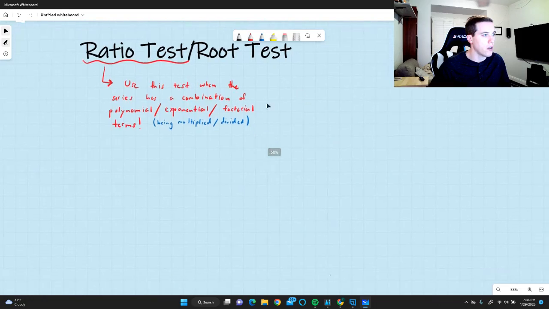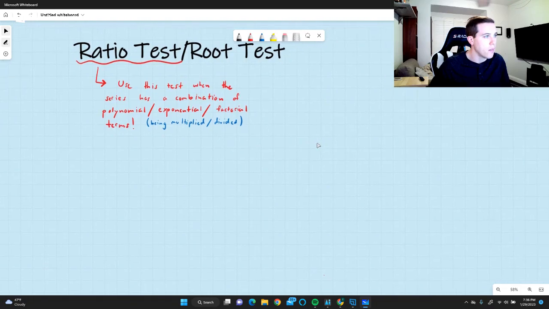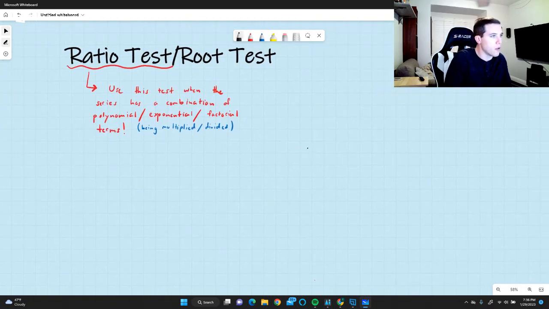So notice I already wrote this. It says use this test when the series has a combination of polynomial, exponential, and factorial terms. What does that mean? I'll point that out when we get there. But I want to go through the steps of how you use the ratio test.